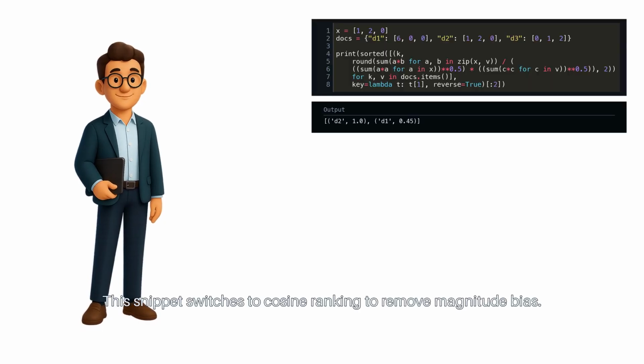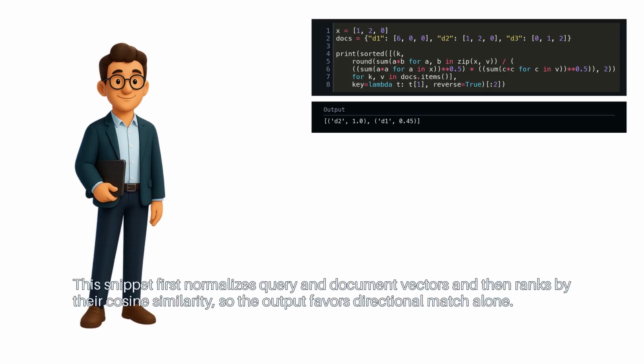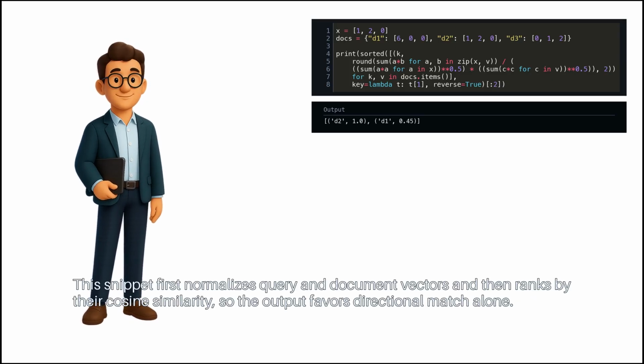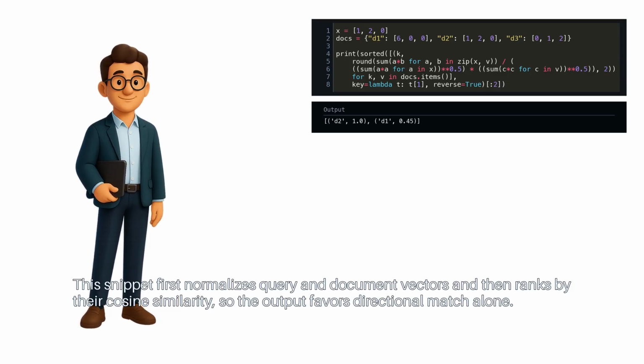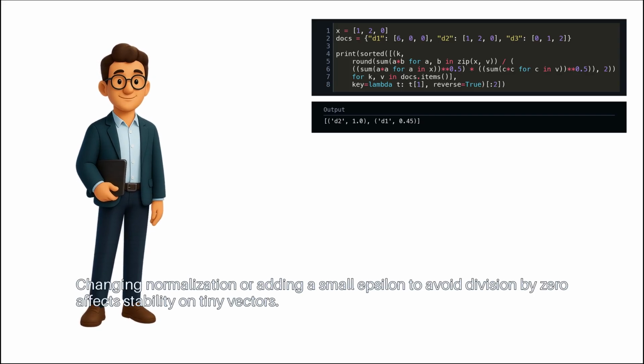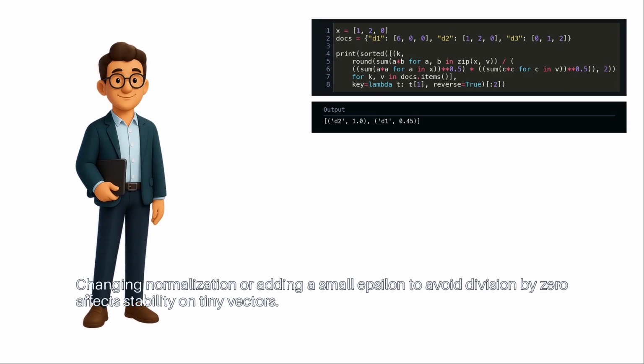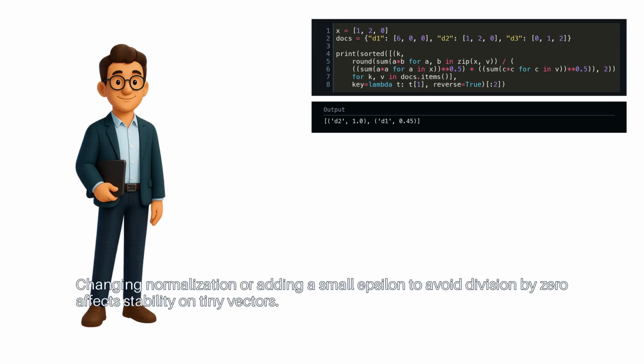This snippet switches to cosine ranking to remove magnitude bias. This snippet first normalizes query and document vectors and then ranks by their cosine similarity. So the output favors directional match alone. Changing normalization or adding a small epsilon to avoid division by zero affects stability on tiny vectors.